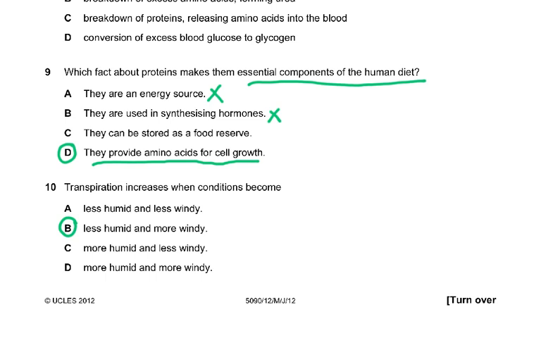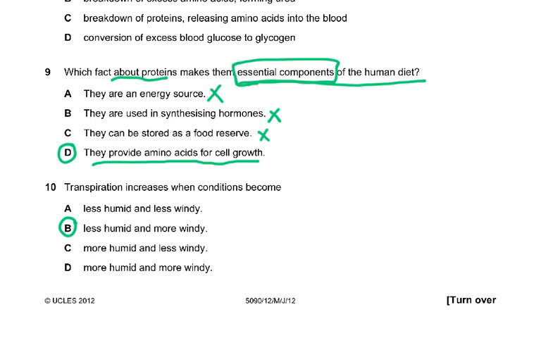They can be stored as a food reserve. No, proteins cannot be stored at all. Carbohydrates can be stored as glycogen or as fat, but proteins cannot be stored at all. It says which fact about proteins makes them an essential component. Essential means you need it in a large amount, for a large important function for the body to remain normal.